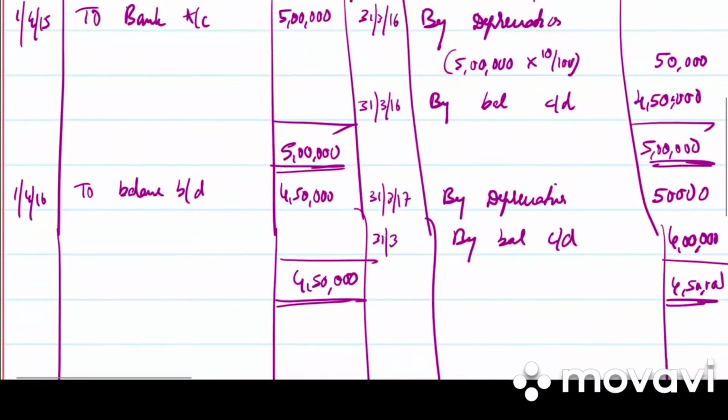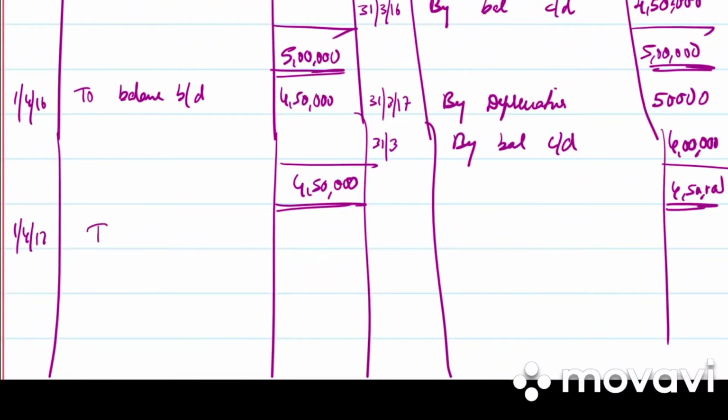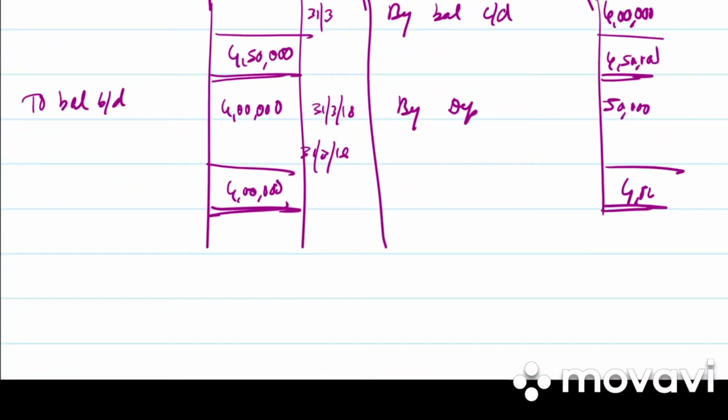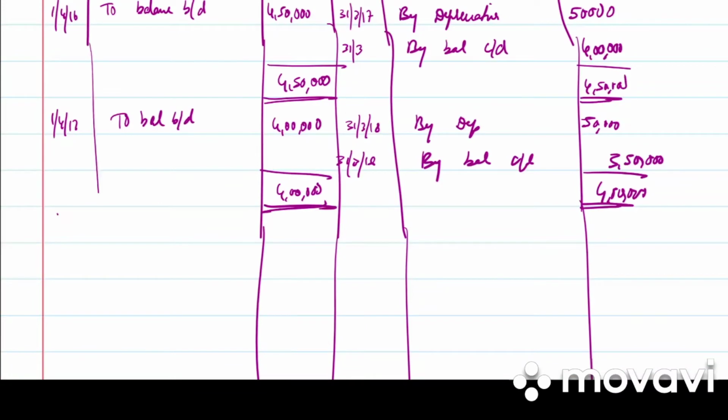Next again, 1st April 17 to balance brought down 4 lakh. 31st March 18 by depreciation 50,000. 31st March 18 again balance brought down. What is the total? 4 lakh and 4 lakh. By balance carried down 3 lakh 50,000. Next again on 1st April 2018 to balance brought down. How much is it? 3 lakh 50,000.